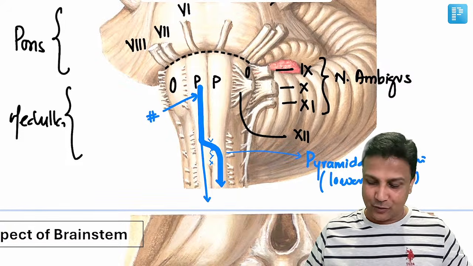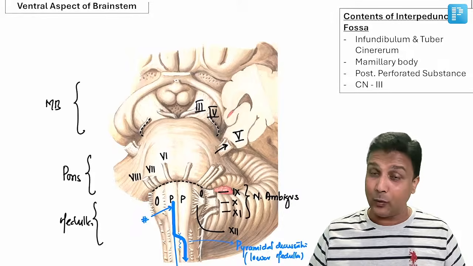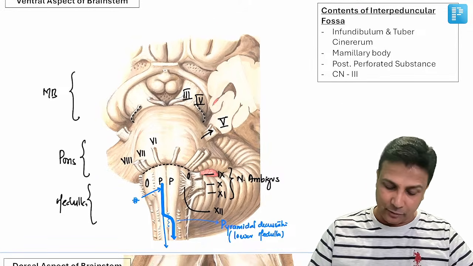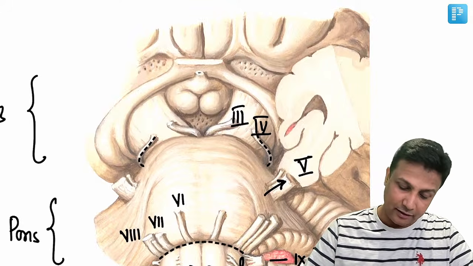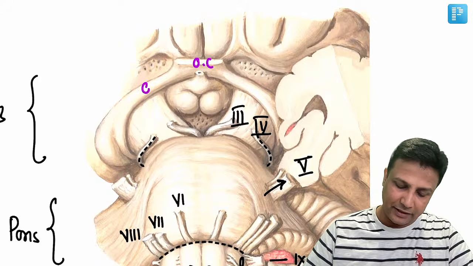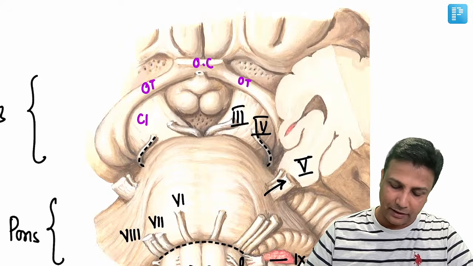Now, once you are done with this one here, let us go ahead. The ventral aspect of the brainstem has been completed with respect to all the cranial nerves. Now, moving ahead, in this diagram, you are able to see there's a crossing here, and this crossing will be referred to as the optic chiasma. Followed by that, this one here is the optic tract here and optic tract here. And this is the cerebral peduncle here and the cerebral peduncle here.